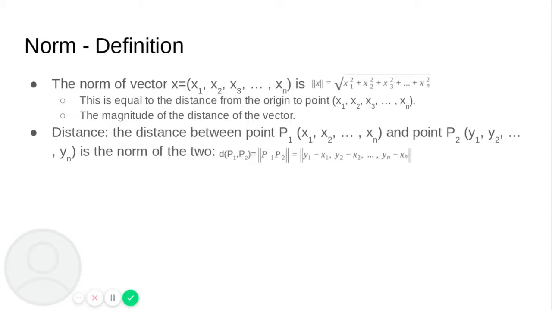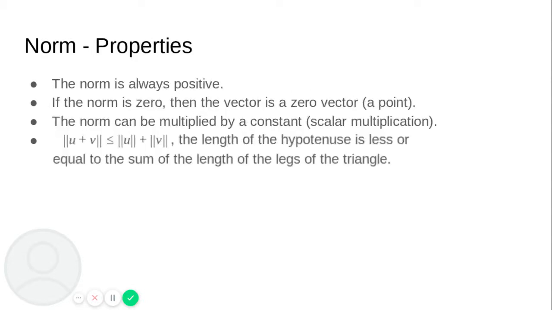Distance can also be described using a norm. So if you have point 1, which is x1, x2 to xn, and point 2, y1, y2, yn, then the distance is the norm of the two. So you just subtract the x components from the y and take the norm.